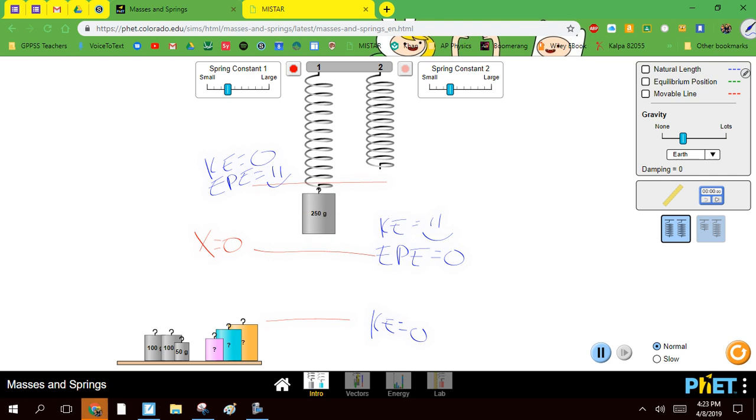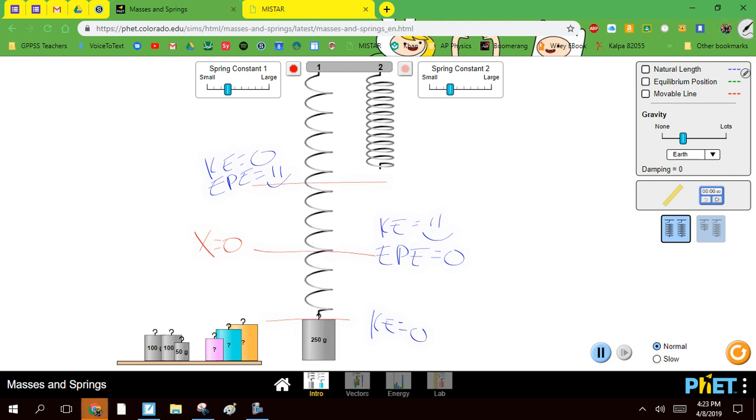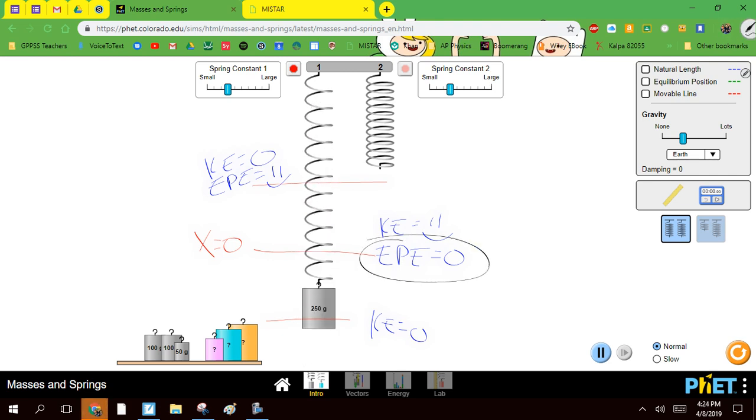Now, I will say this is a little bit sloppy in this particular example because your EPE here is not technically 0. But weirdly, you can treat it as 0. I'll have to talk about why that's true in class. I guess my point is it doesn't change any of what I've just explained here.